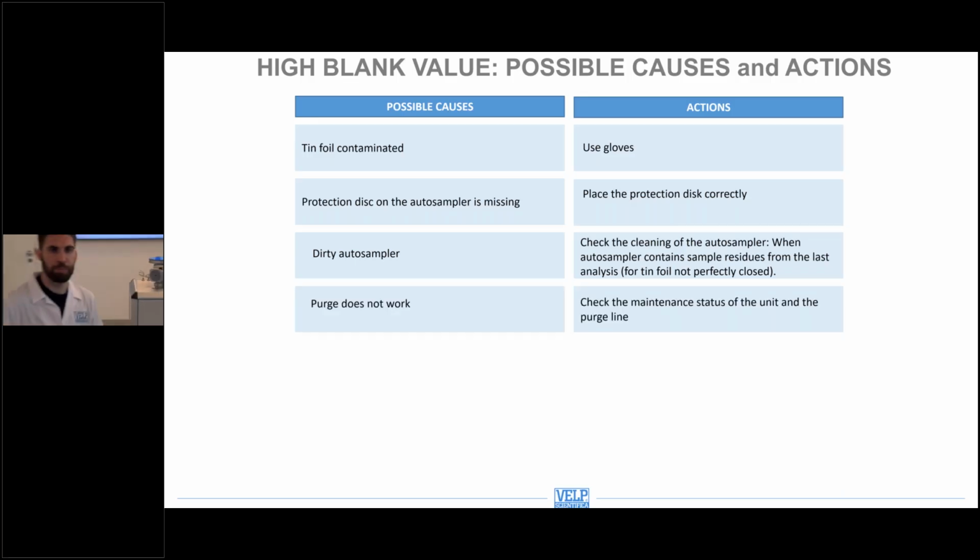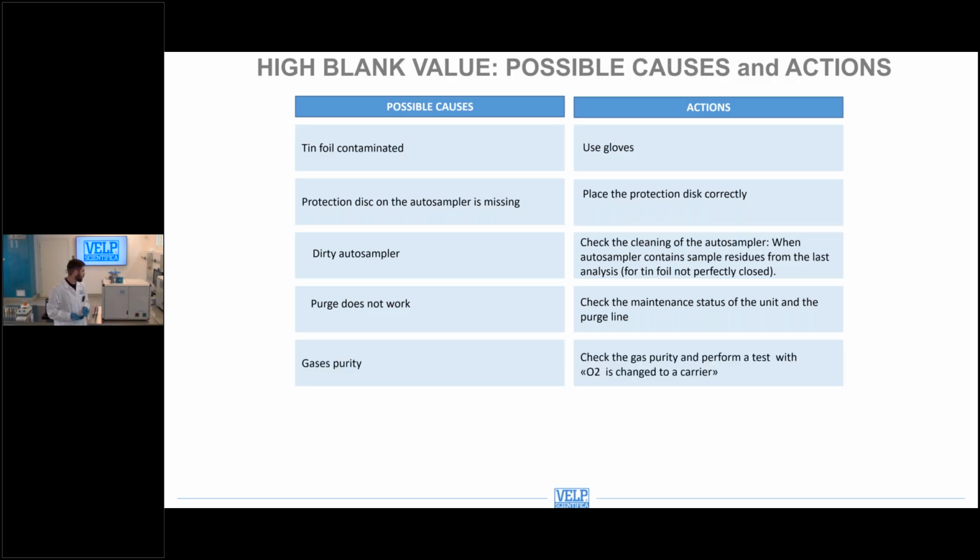Another cause could be that the purge system itself doesn't work, so you don't have the purge of the tinfoil, and the atmospheric air is not removed, not separated from the sample. These last two causes can be easily avoided by performing the preventive periodic maintenance. So if you perform this maintenance periodically, you ensure to avoid this issue.